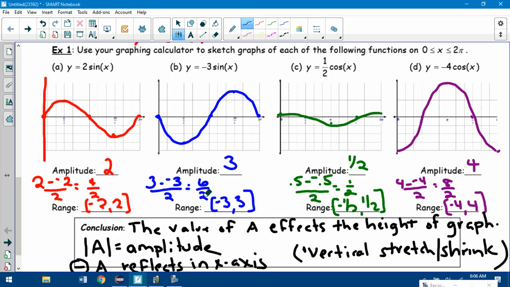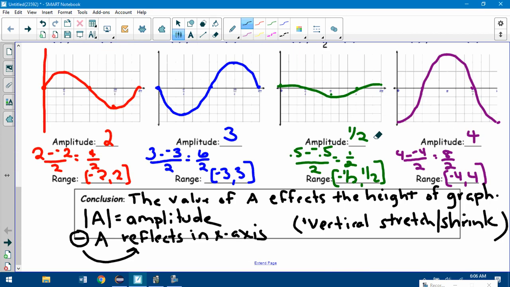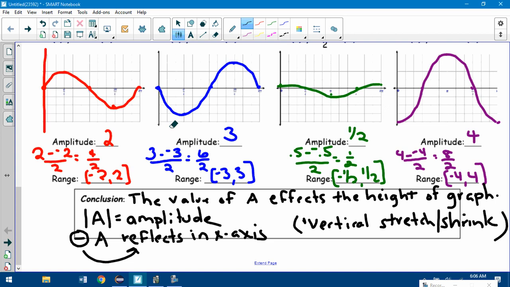Now, does A affect the range? Yes, because originally the range was -1 to 1. All of these get affected by what that vertical stretch was, and it makes sense. If you're stretching vertically, you're affecting your up and down. So make a note for all the ranges that A also affects range. Okay, so I think you have a good idea of what A does.